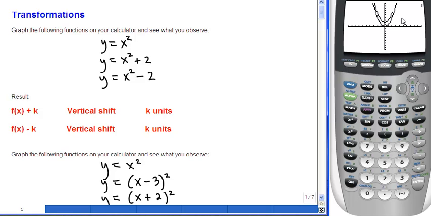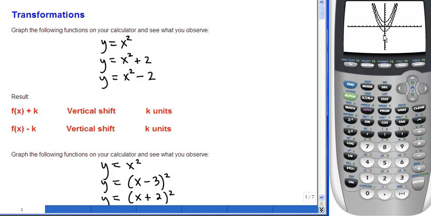There's x squared plus 2, and there's x squared minus 2. So you have to keep track which one is which, but the one in the middle was the original one. The one through the origin was x squared. The one above was x squared plus 2, and the one below was x squared minus 2. And you can see from the y-intercepts that x squared plus 2 has a y-intercept at positive 2, and x squared minus 2 has a y-intercept at negative 2.